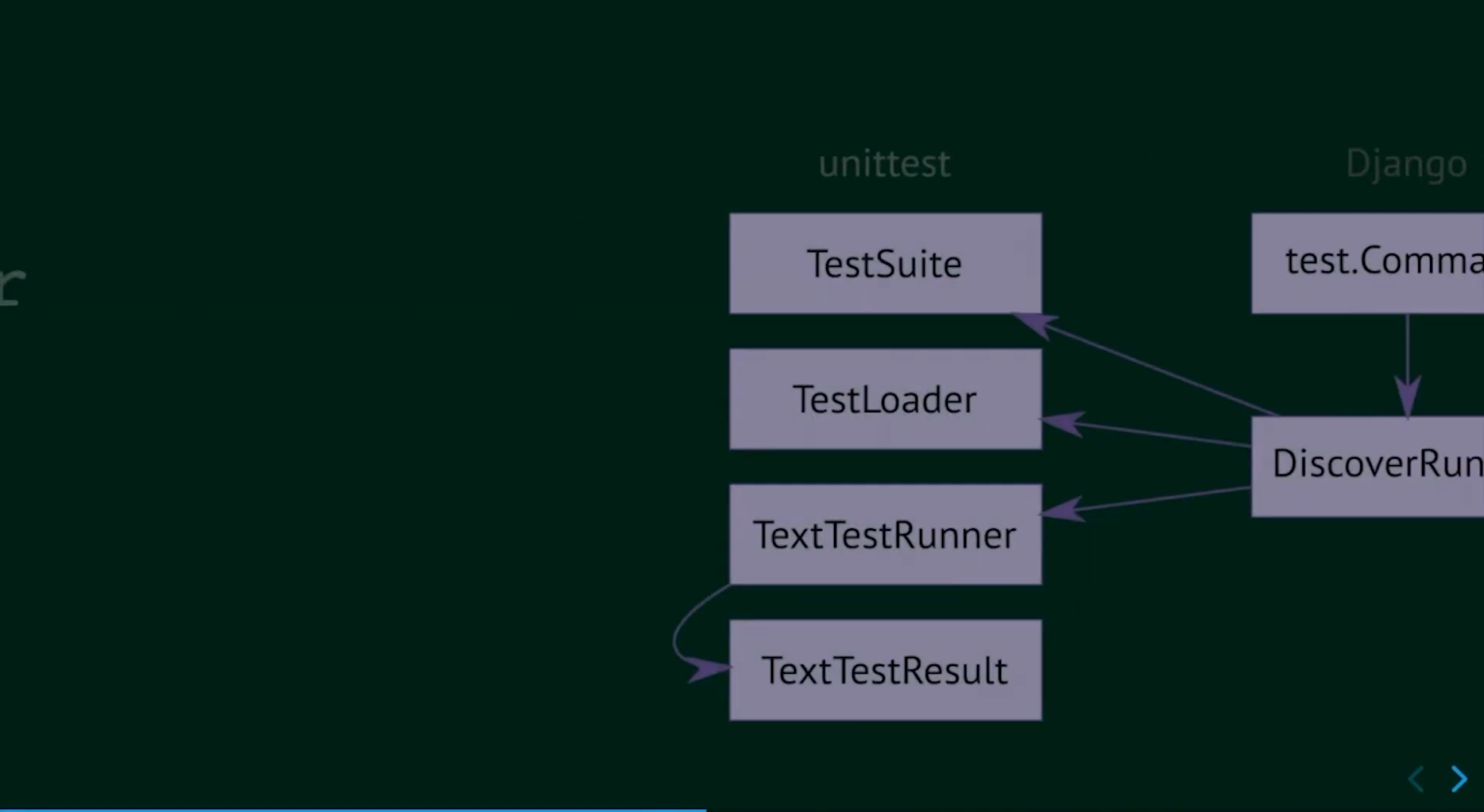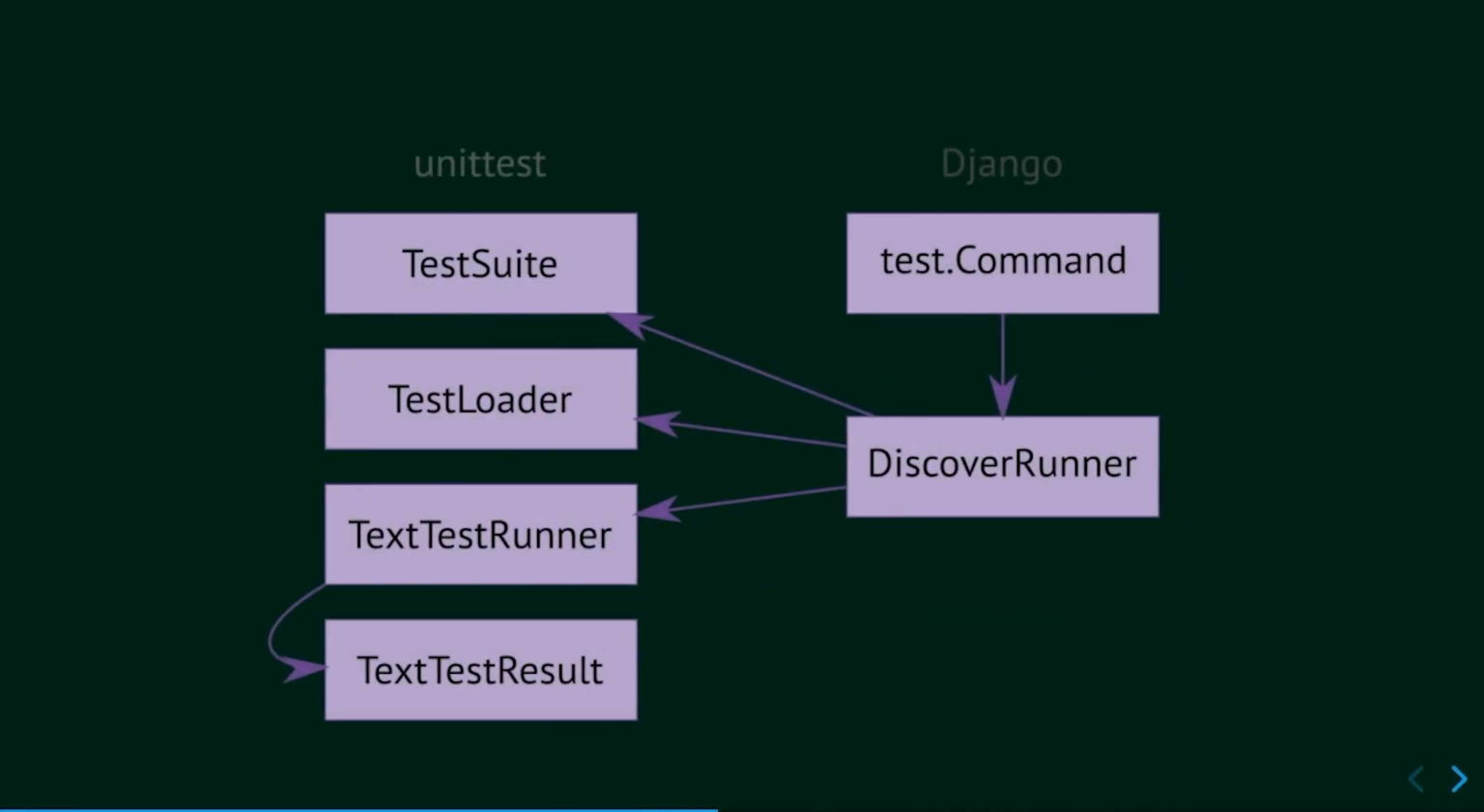If we were to map out everything we've explored, it would look a bit like this. We have the test command, which hands off to Discover Runner. Discover Runner refers to 3 different classes within unittest. That's the test suite, test loader, and text test runner. And the text test runner itself has a reference to another unittest class. The default is text test result.